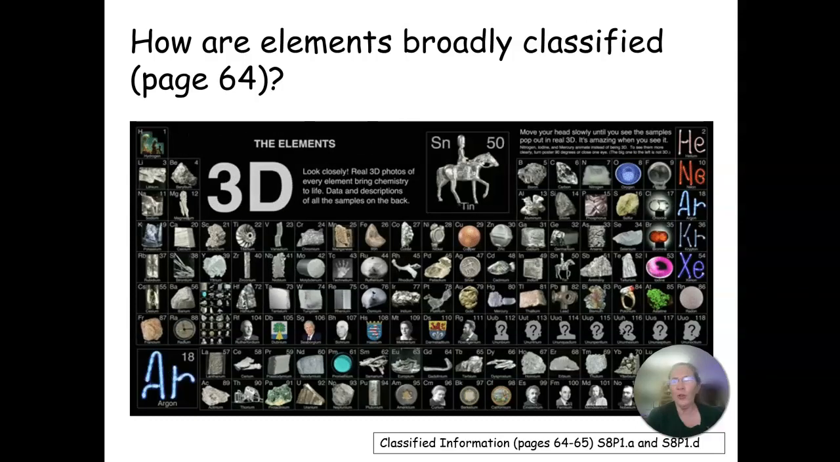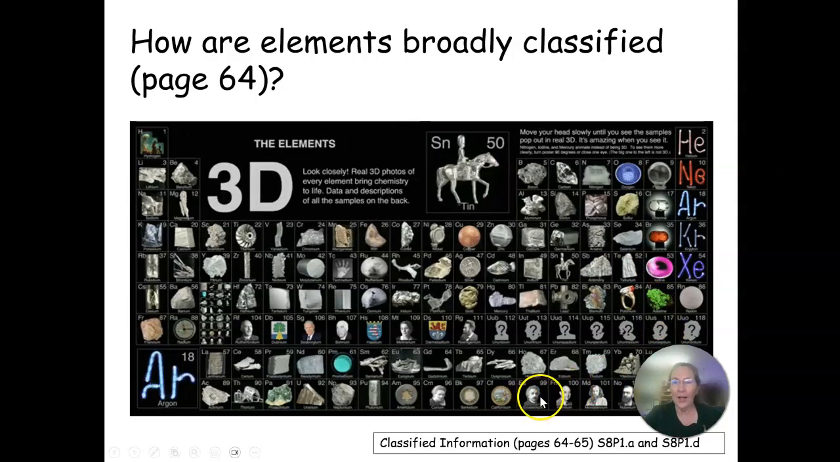So if I close my eyes and touched a place on the periodic table, you could describe to me what that element's characteristics were just based on where I landed in the periodic table without it being labeled. So the rows have meaning, the columns have meaning, and we will learn about that when we talk about the periodic table.